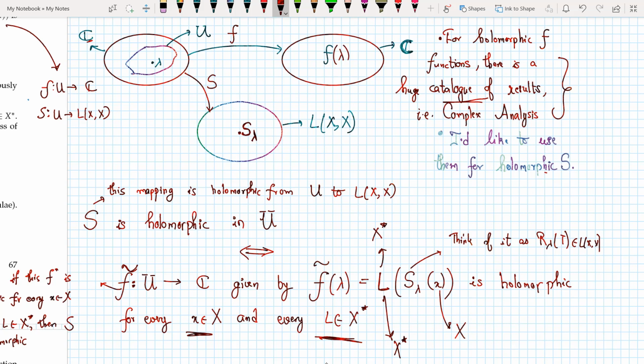So again, I had a function f from U to C which was holomorphic. And I have a huge range of results for holomorphic functions. Now what this theorem is saying is that a function S from U to L(X) is holomorphic in U if and only if the function f tilde given by f tilde of lambda, which is defined as L(S(lambda)x), is holomorphic for every value of x belonging to capital X and for every value of L belonging to the dual space of X. So if this function is holomorphic, then I can say that S is holomorphic.